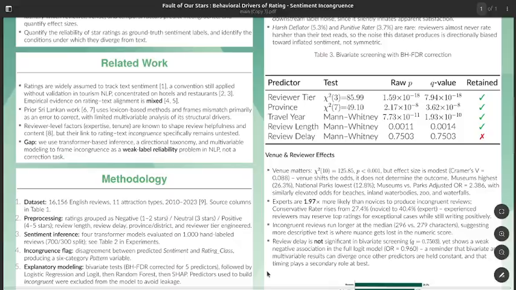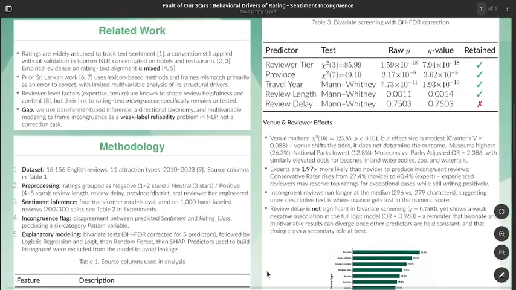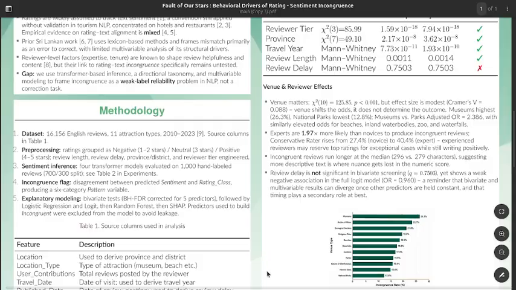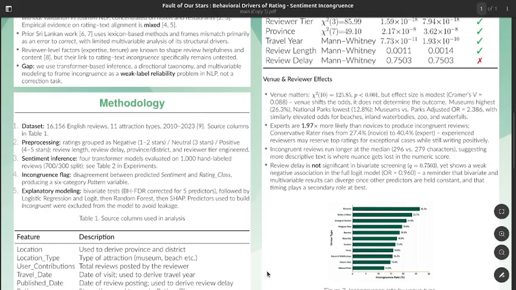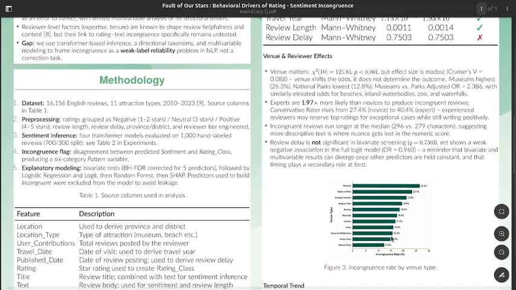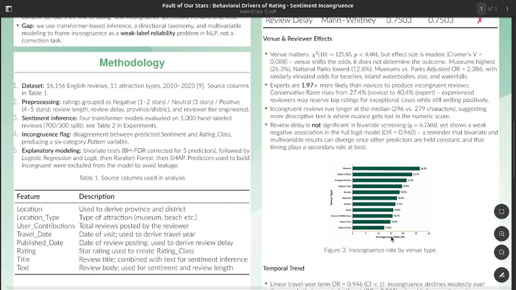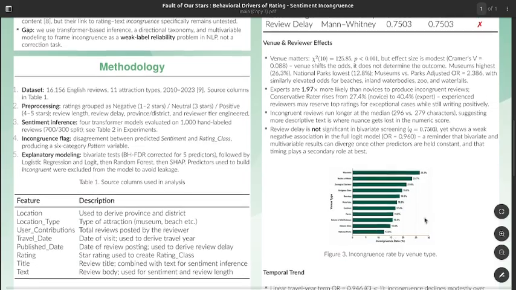We also found that incongruence varies depending on the venue type. Museums had the highest incongruence rate at 26.3%, while national parks had the lowest at 12.8%. The association between venue type and incongruence was statistically significant. This suggests that ratings may not be equally reliable across different tourism contexts. For example, a museum visit can involve several different aspects: exhibits, heritage value, crowding, pricing, accessibility, and facilities. A single star rating may not capture all of these dimensions.